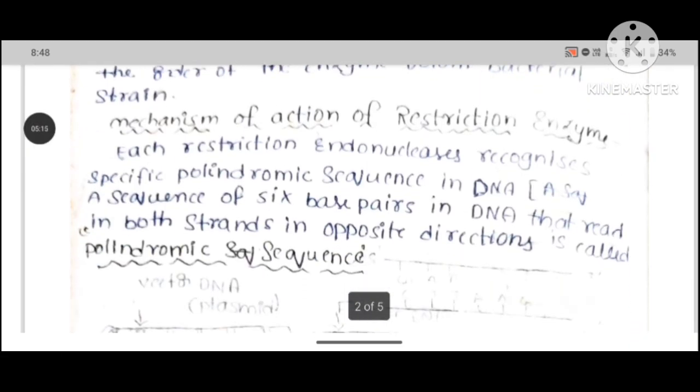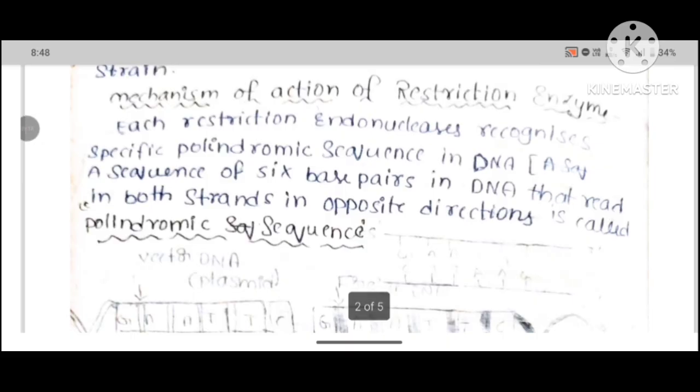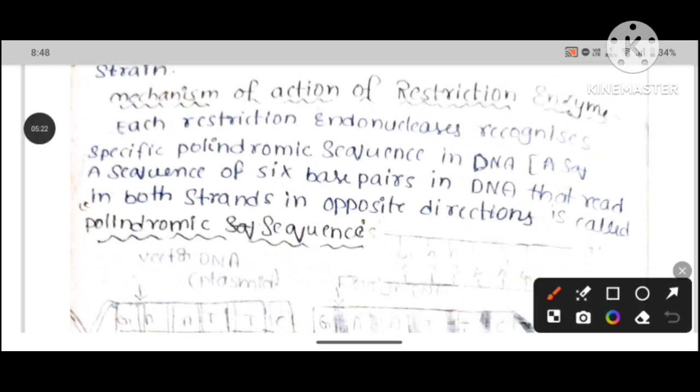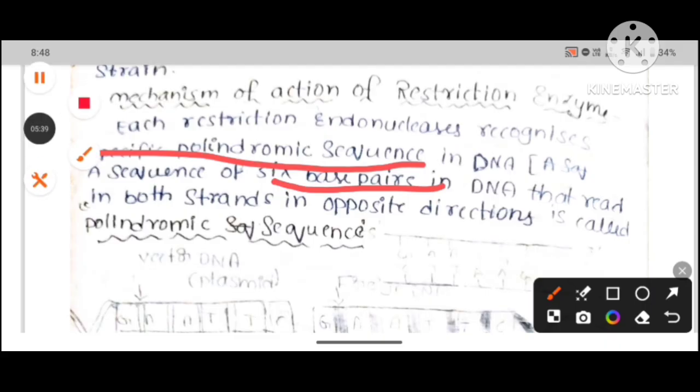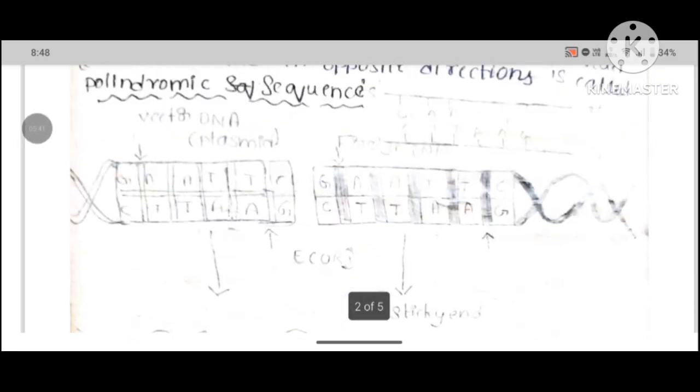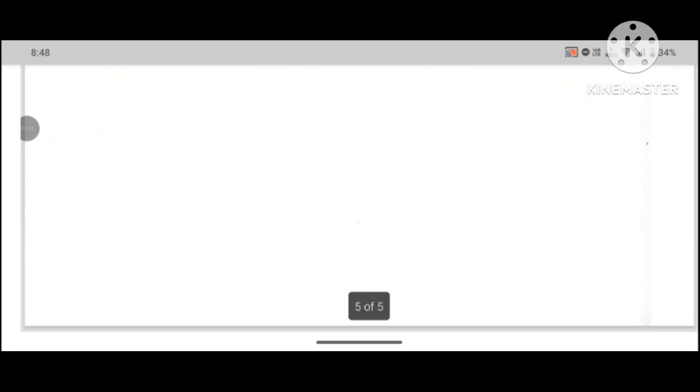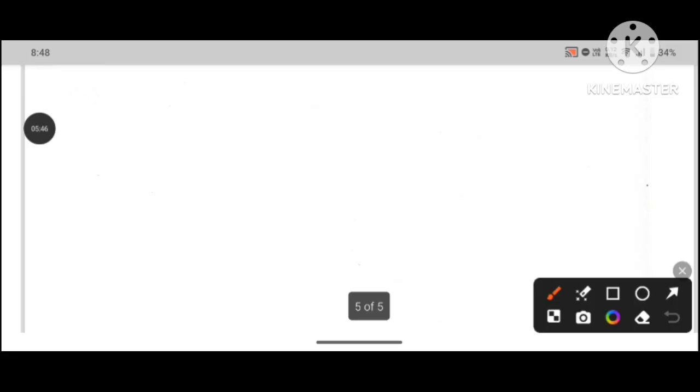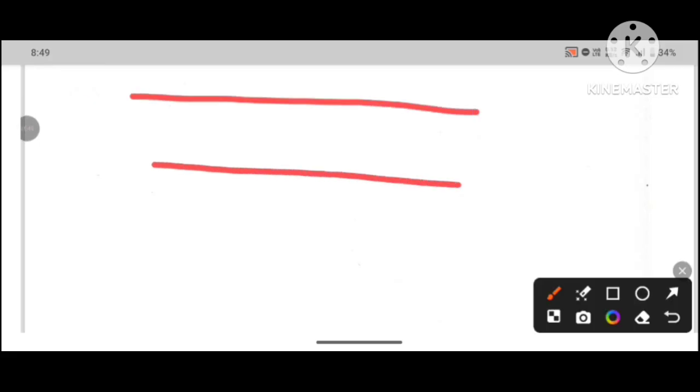What is the mechanism of action of restriction enzymes? Each restriction endonuclease recognizes specific palindromic sequences in DNA. What are palindromic sequences? A sequence of 6 base pairs in the DNA that reads the same in both strands in opposite directions is called a palindromic sequence. For example, take a DNA sequence.